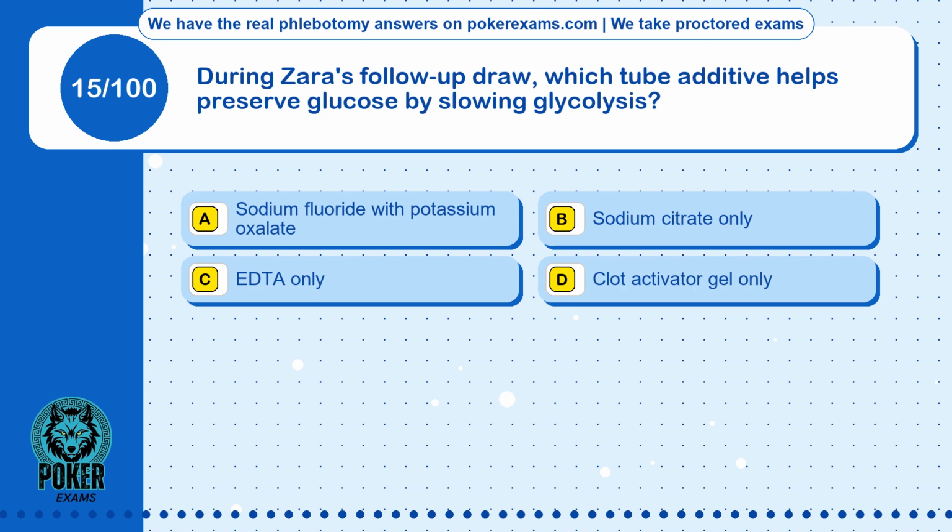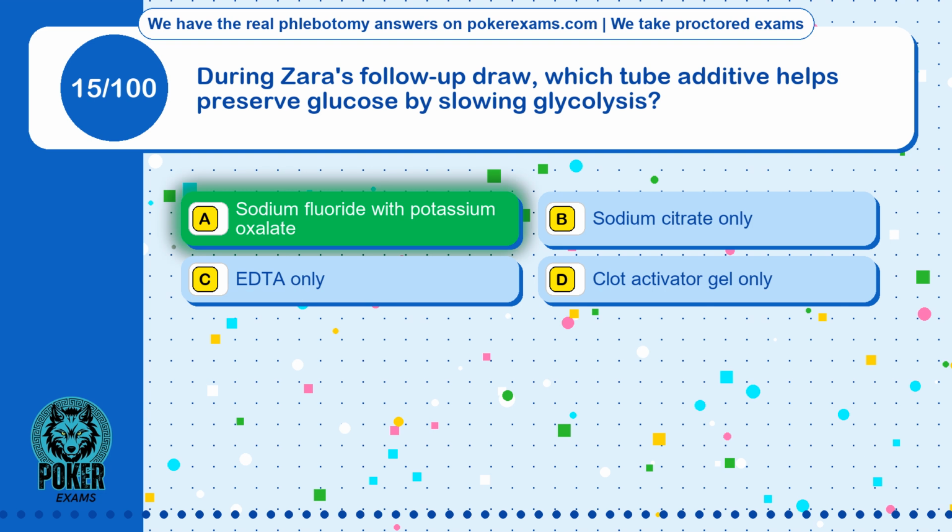Question 15. During Zara's follow-up draw, which tube additive helps preserve glucose by slowing glycolysis? Option A, sodium fluoride with potassium oxalate. Option B, sodium citrate only. Option C, EDTA only. Option D, clot activator gel only.